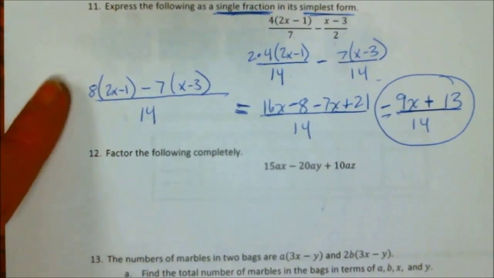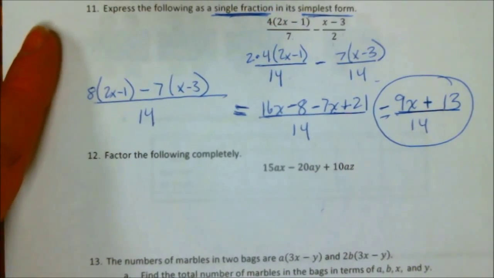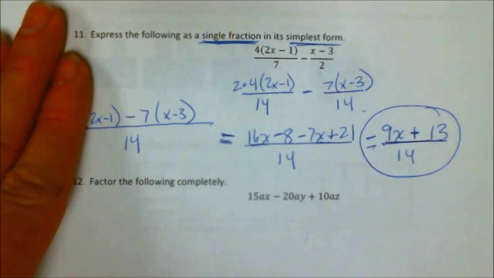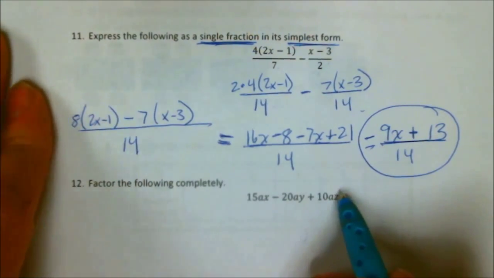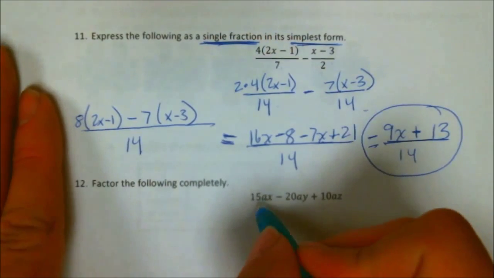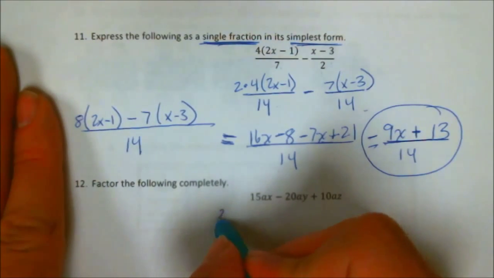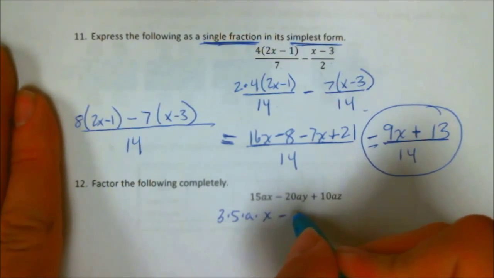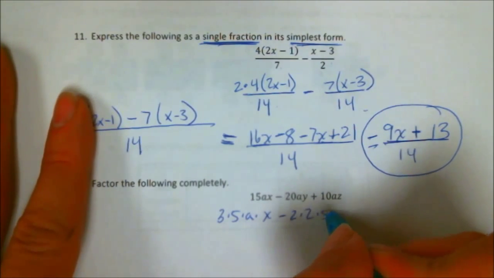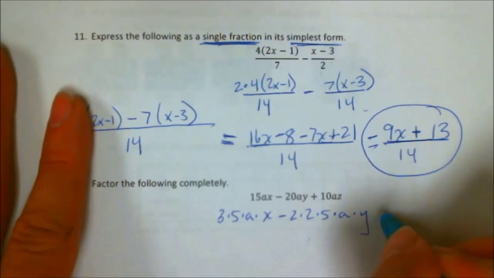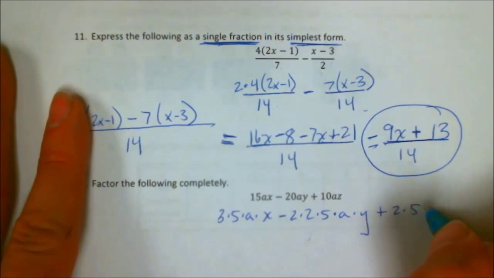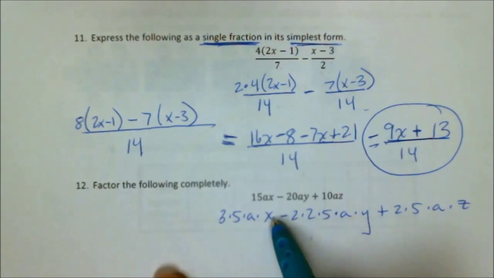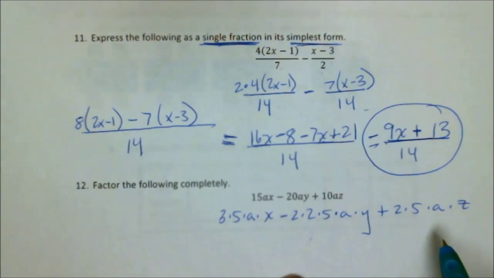Let's do the next one right here while we're here. It says factor the following completely. Now, factoring right now for you guys is just looking in each of these terms to find out which ones are common. So a lot of you guys did this. You said, well, this is the same as 3 times 5 times a times x minus 2 times 2 times 5 times a times y plus 2 times 5 times a times z. And that's okay. You've taken each term and factored each term completely.